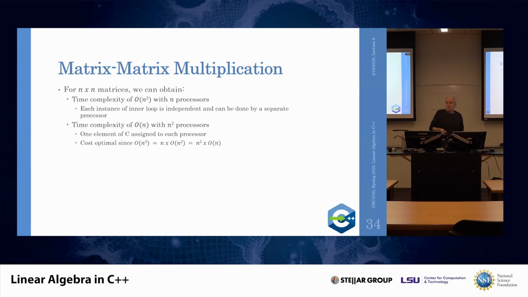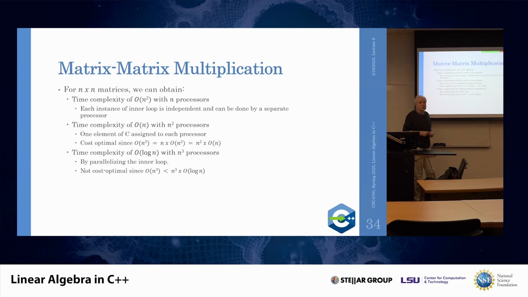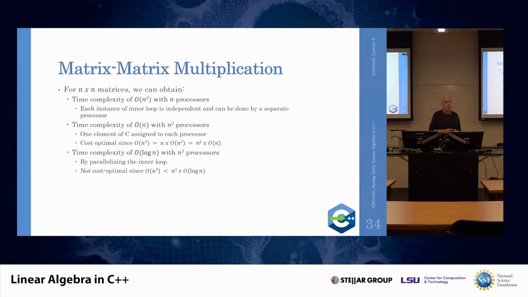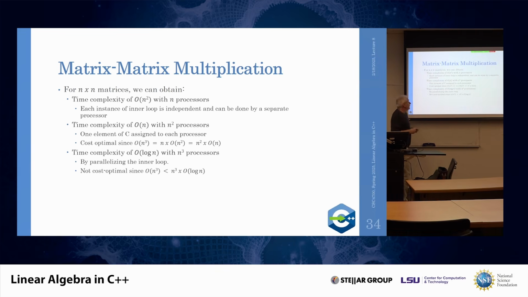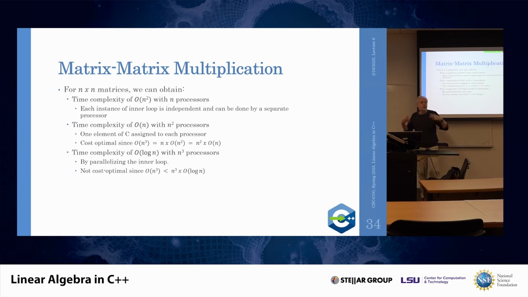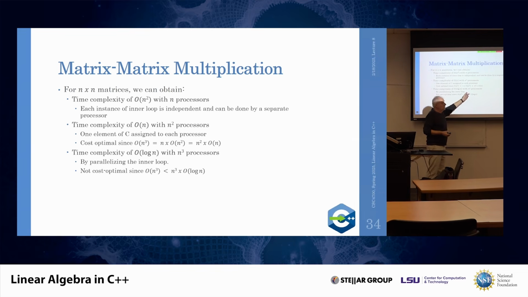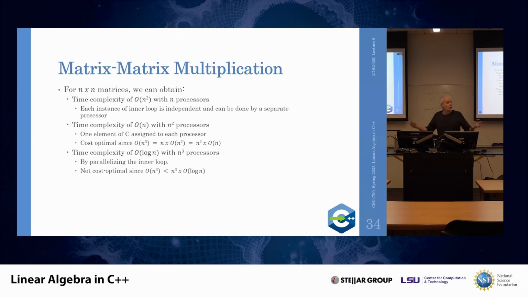We can do even better. If we have n³ processors, we in theory could achieve O(log n) performance, which is a very good time complexity. But this is not cost optimal anymore, because the number of operations is much smaller than the effort we have to invest. We have to invest O(log n) times n³ operations overall in the system.